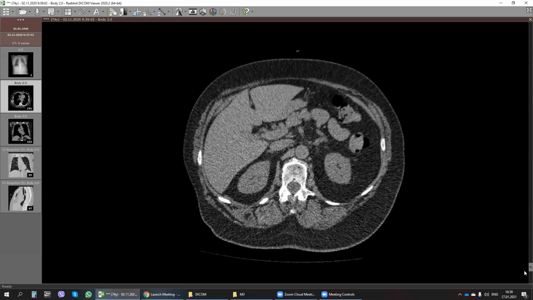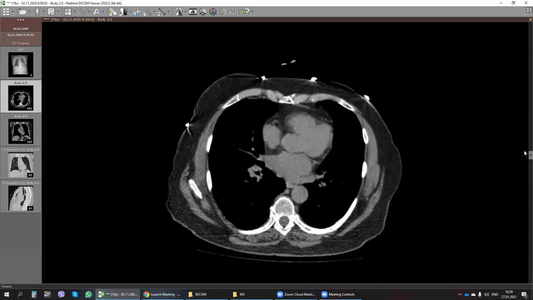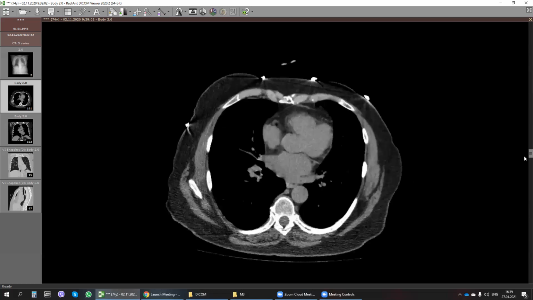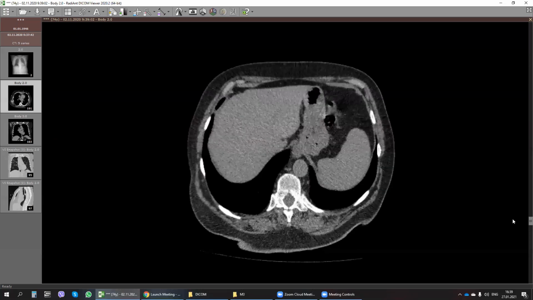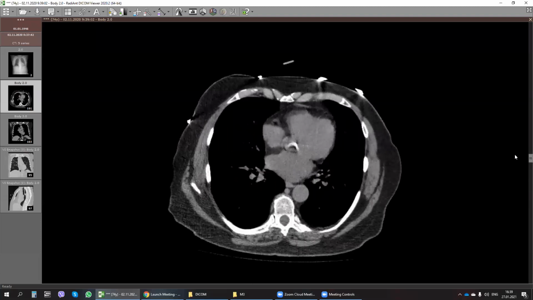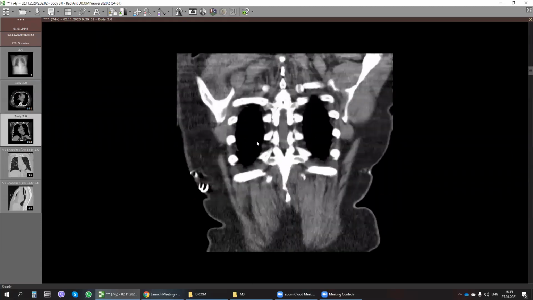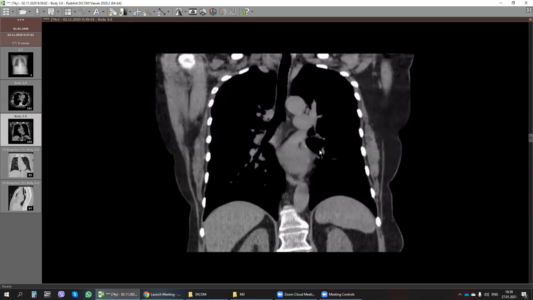So we must know the normal anatomy, topographic anatomy, in order to assess the position, size of the organ, the shape, in order to detect abnormality. So if we look at the frontal or coronal projection, we may see different structures.